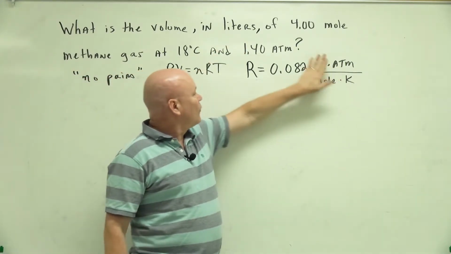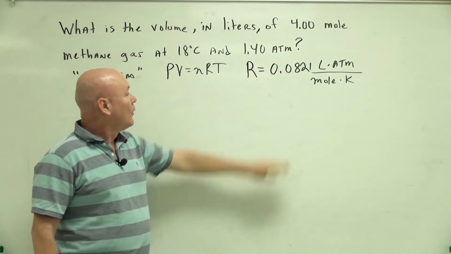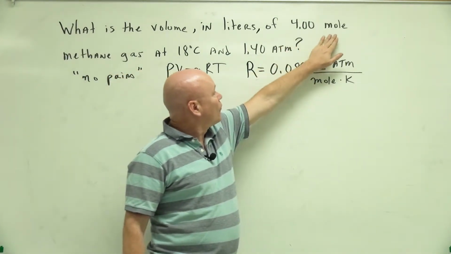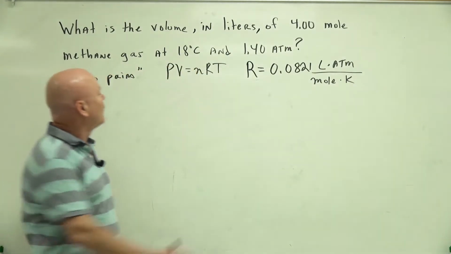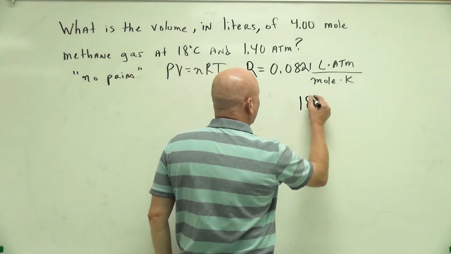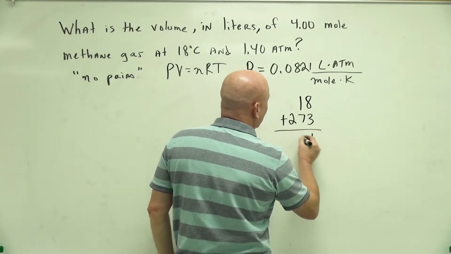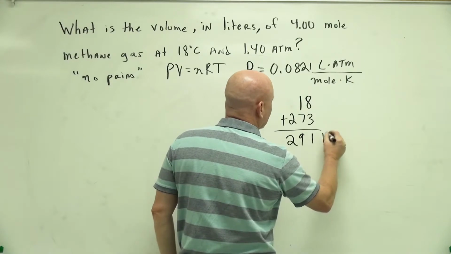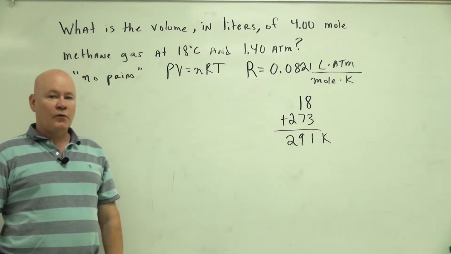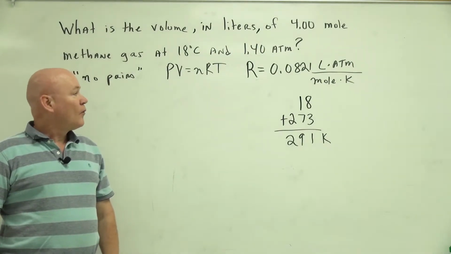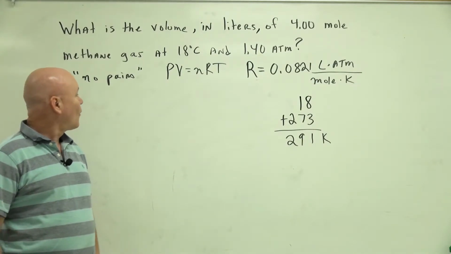Do we have the atmospheres? Yes, we have atmospheres there. We should have atmospheres if we picked our R right. Do we have the moles? Yes, we have moles right there. And do we have Kelvin? Let's find the temperature. No, it's not in Kelvin, but we can put it in Kelvin by adding 273, and that would be 291 Kelvin. So we've gone through our R, and we've used R to help us put our units in the right form. And so we have them all in the right form now.